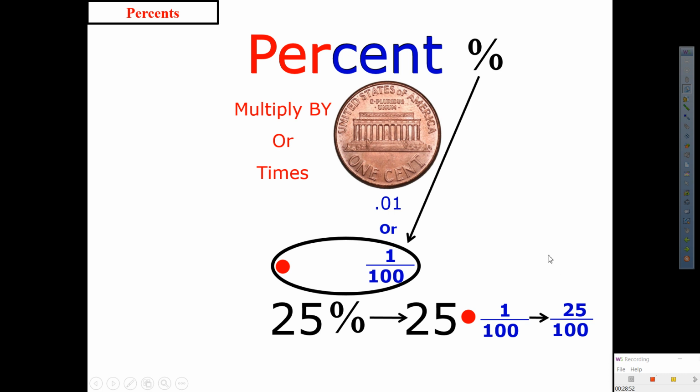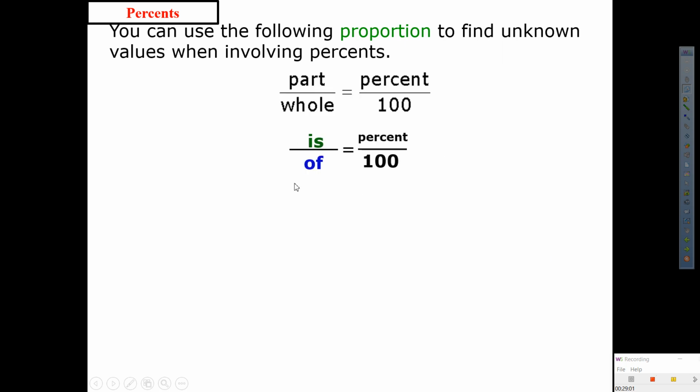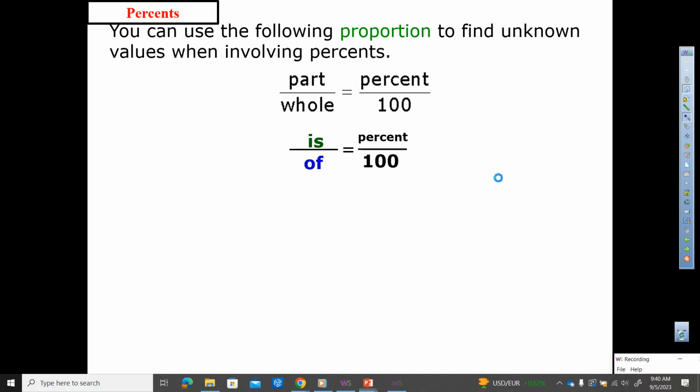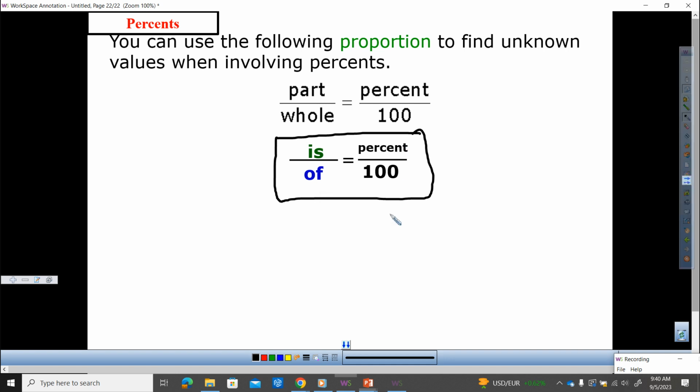However, where I want to go is here. Look up. Look at this proportion. I want you to write the second one here, the one that says is over of equals percent over 100. Write that one down, please. Keep it on the top corner of your paper because we're going to be using that right now. This one right here, this proportion. Is over of equals percent over 100.